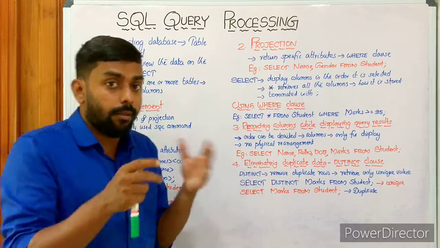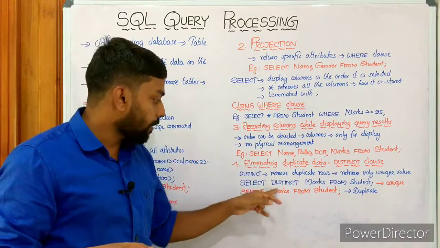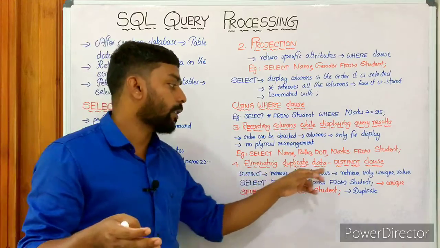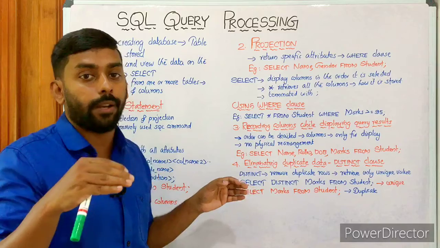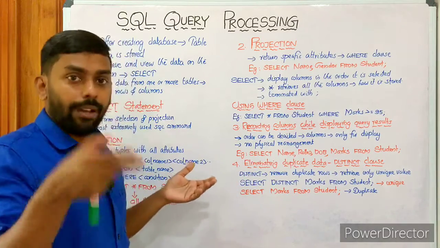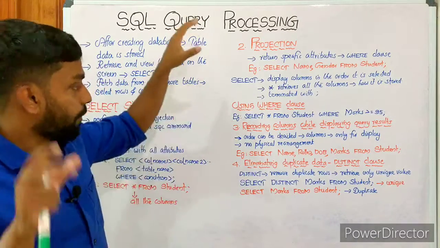Finally, another important topic, of course, duplicate values. Eliminating duplicate values using the distinct clause. Select marks from student will display all the 35 rows, but select distinct marks from student avoids duplication, meaning only unique values will be printed. That means it may be 10 rows only, or 7 rows or 5 rows. It's up to the column, it's up to the table.